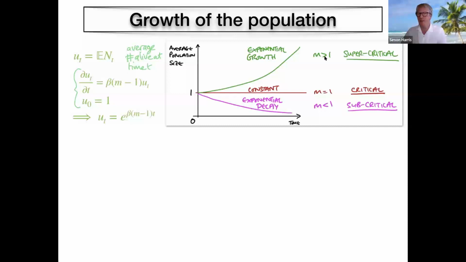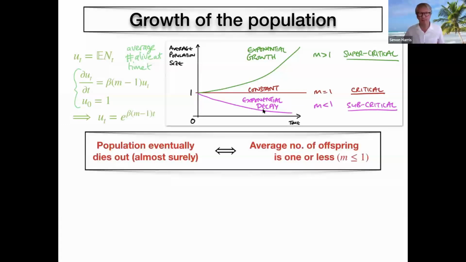If the mean is strictly bigger than 1, then the average number grows exponentially. If the mean is 1, it stays the same, that's critical. If the mean is less than 1, it decays. I mean, this is intuitive, right? If you're replaced by on average less than 1, your population should be getting smaller each time. If you're being replaced by more than 1 of you, you should be growing. So it's an intuitive result. And indeed, it is the case.